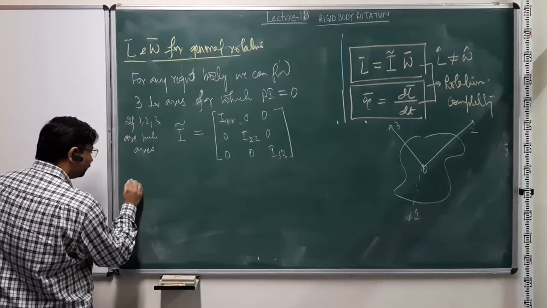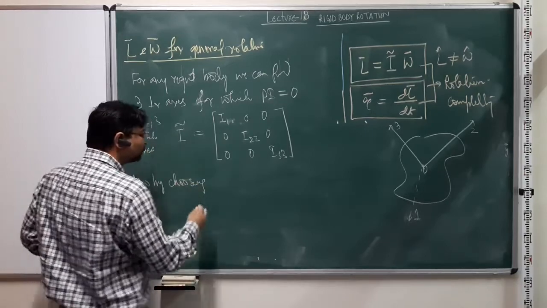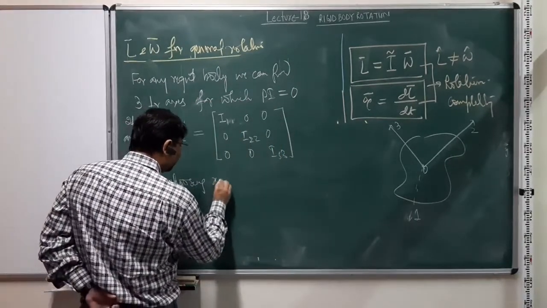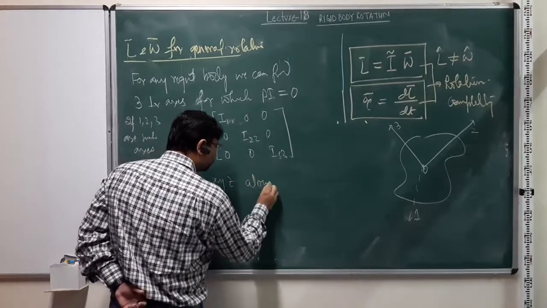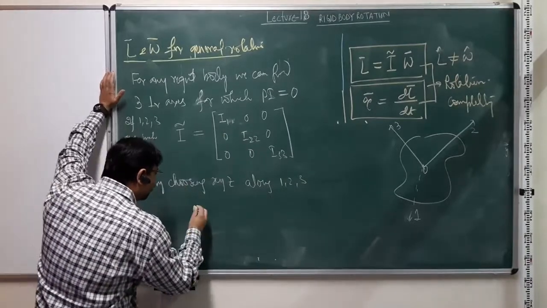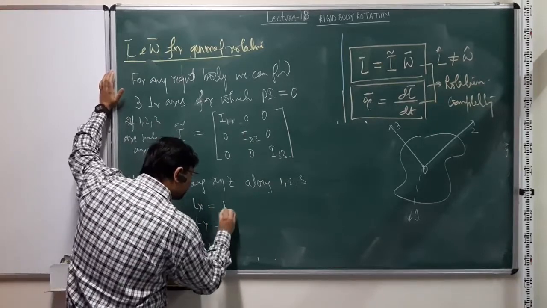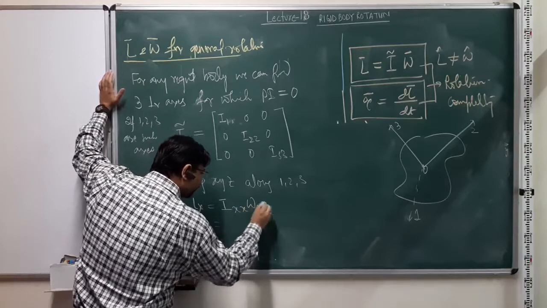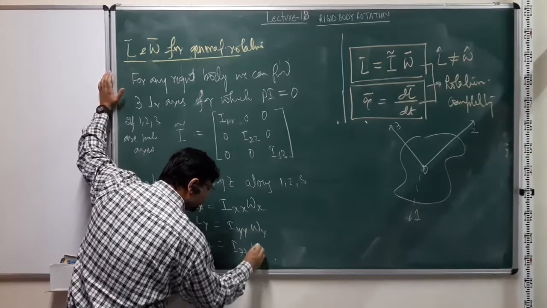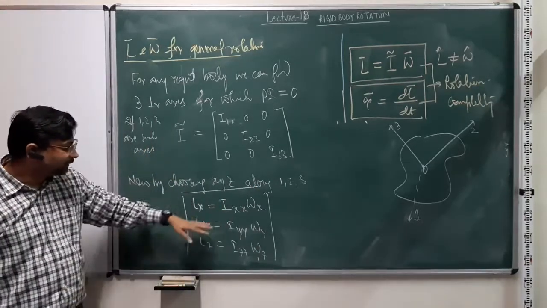Now, by aligning our coordinate frame about these 3 principal axes for any body, by choosing x, y, z along 1, 2 and 3, since only these 3 components remain, we can write down Lx, Ly, Lz as our familiar expressions: Ixx omega x, Iyy omega y and Izz omega z. So we can get back to this simplicity, right?